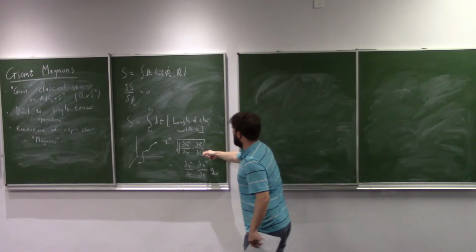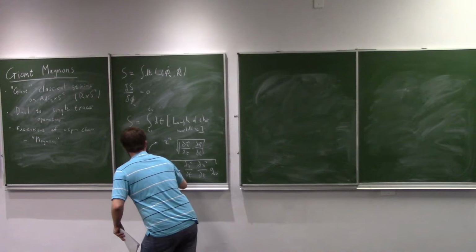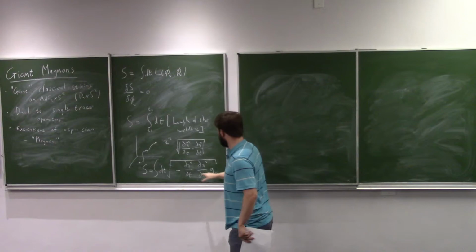I need to take an absolute value. It turns out that if you're looking at a negative signature space-time, there's a minus sign. I will take the square root. And the action is just the integral of this with respect to time. So here I've figured out the length of the world line moving in some curved space-time.